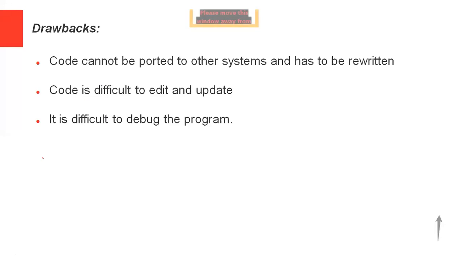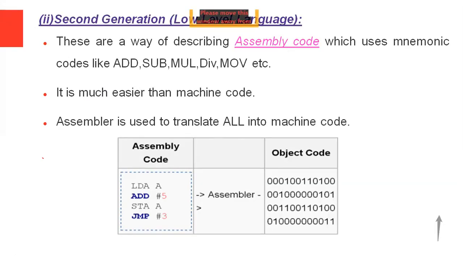So the next one is second generation languages. So what are second generation languages? Here there is a way of describing assembly code. In the second generation languages, we describe a language with assembly code, which uses mnemonic codes: ADD is used for addition, SUB is used for subtraction, MUL is used for multiplication, DIV is used for division, and MOV is used for moving one variable value to another variable. So we are using move, etc.